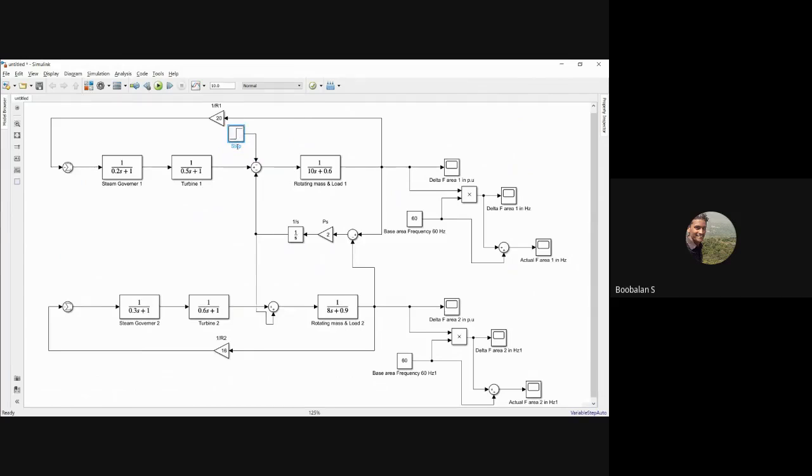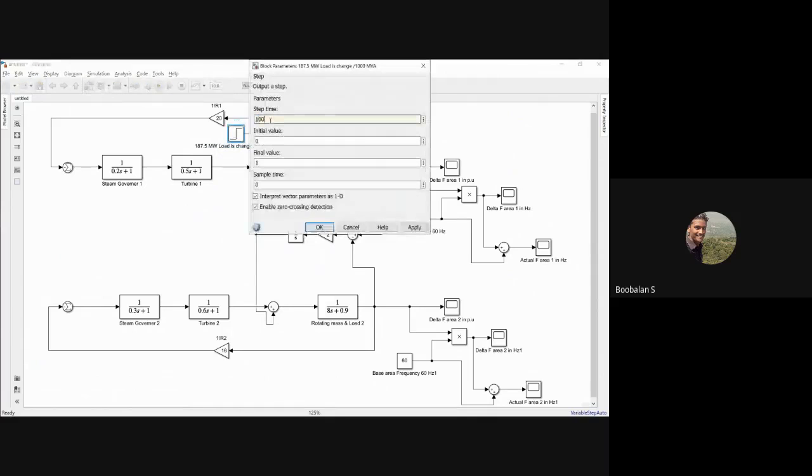About how much? 187.5 megawatt of load is changing or adding, right? Load changes, right? So the load change is out of 1000 MVA. Now I need to change this parameter.